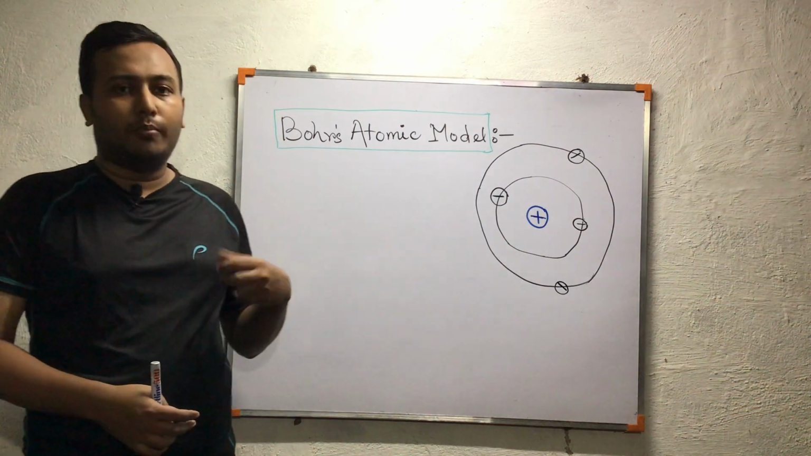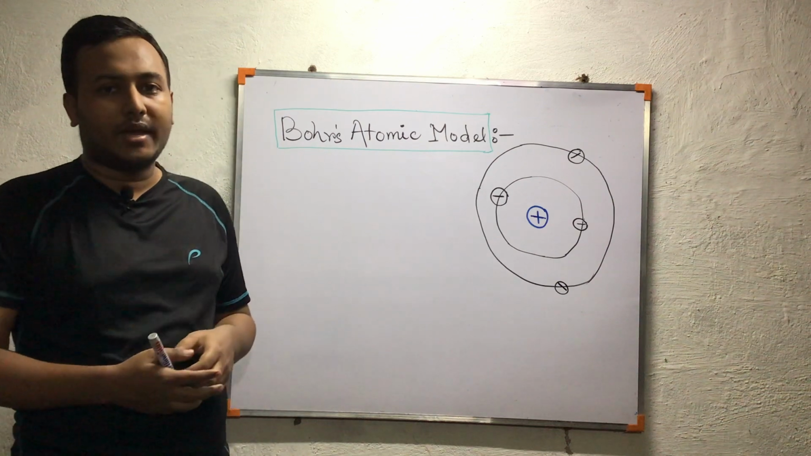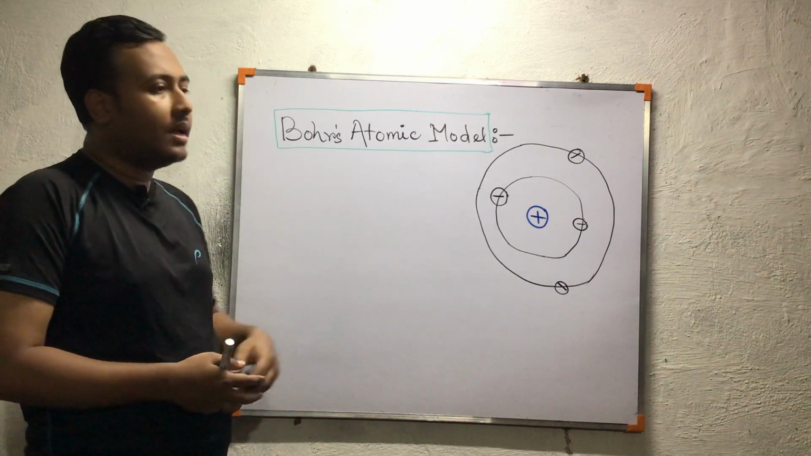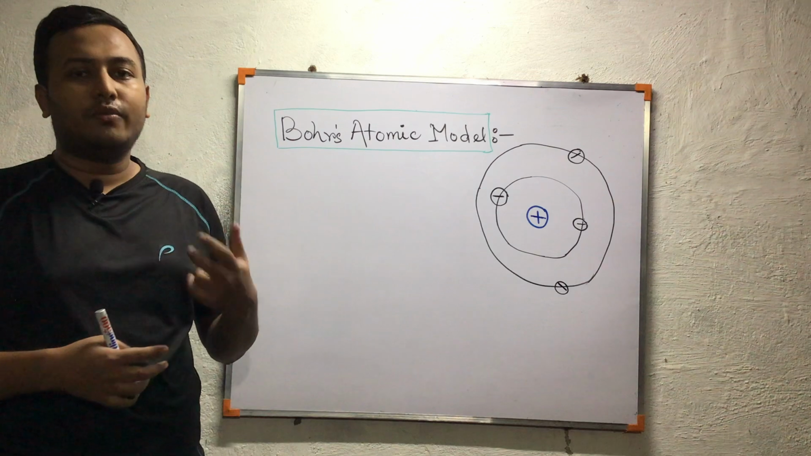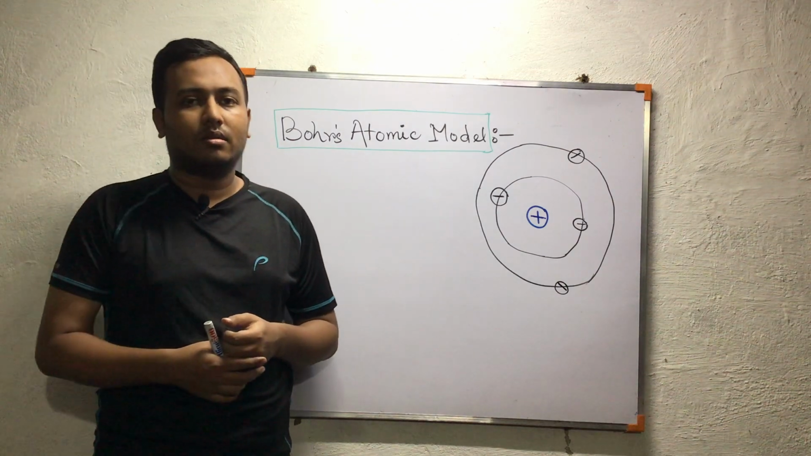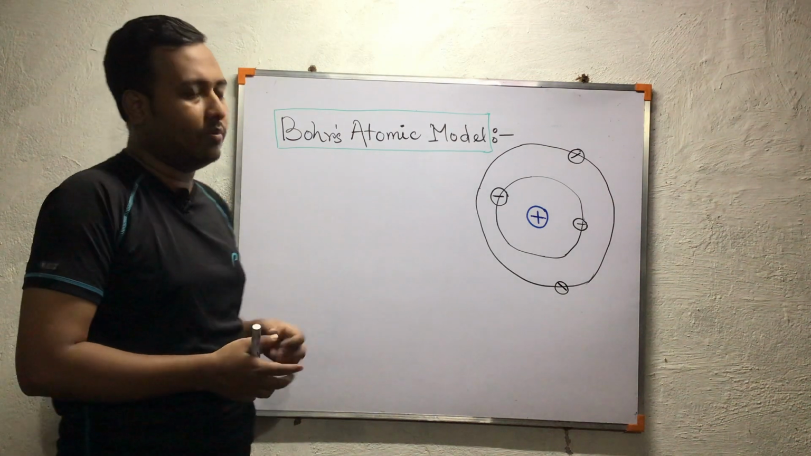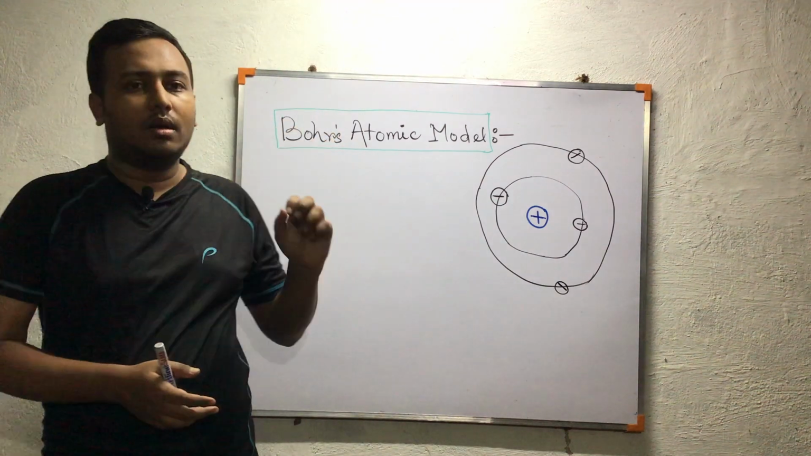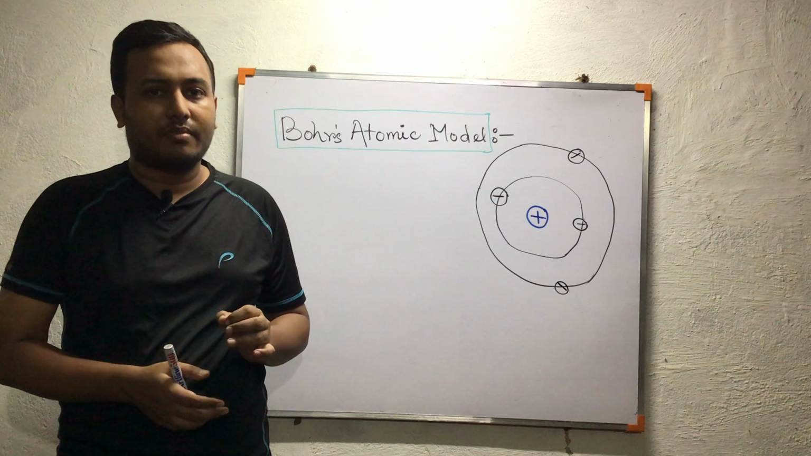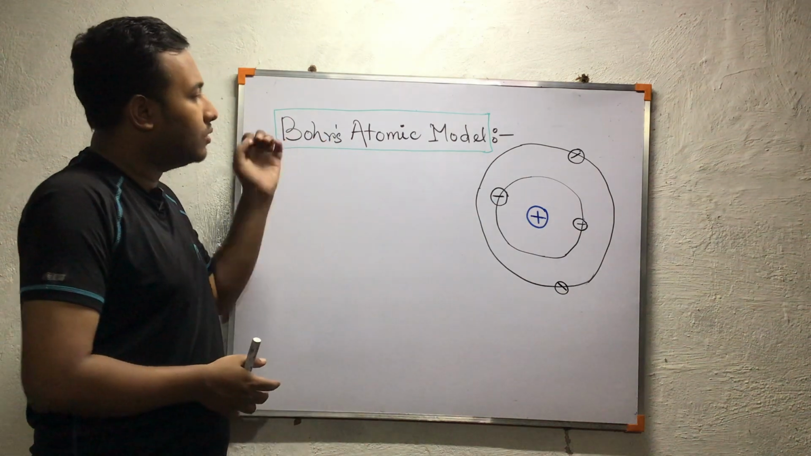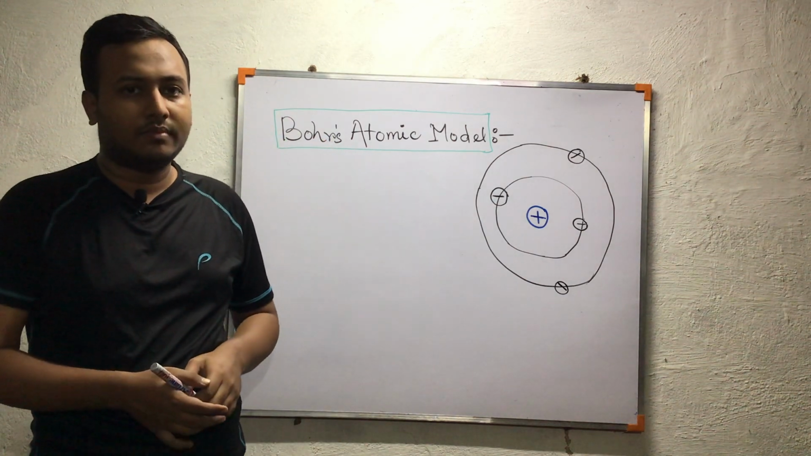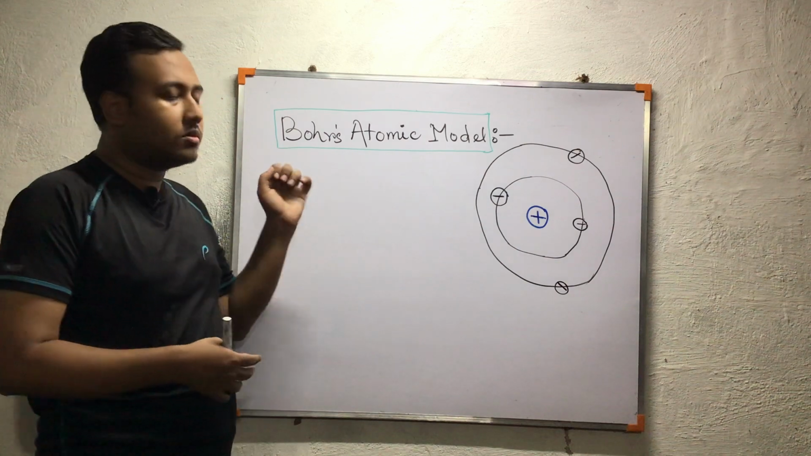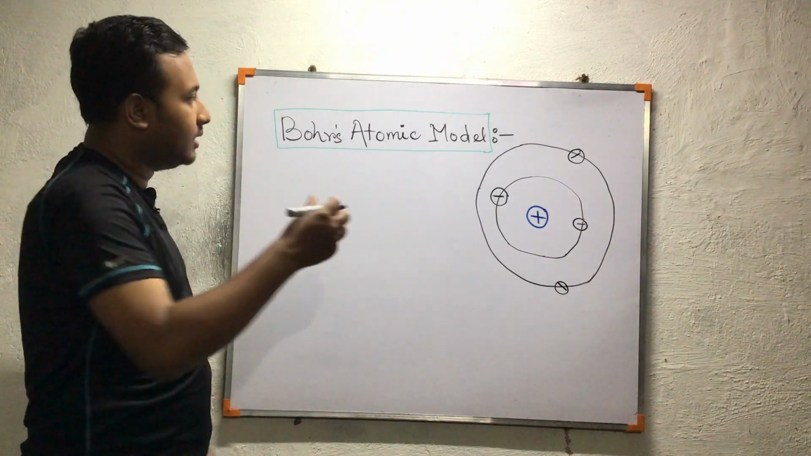Then Bohr tried to explain the stability and put forward a new atomic model, which is known as Bohr's atomic model, and it is based on Planck's quantum theory. So today we will discuss that. There are three postulates in Bohr's atomic model.